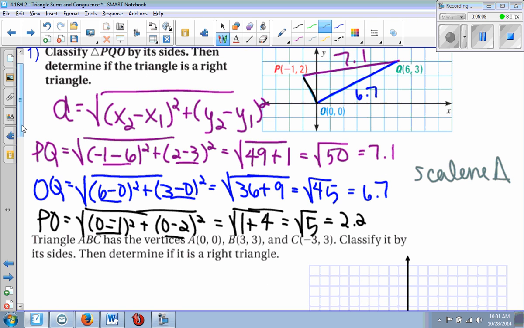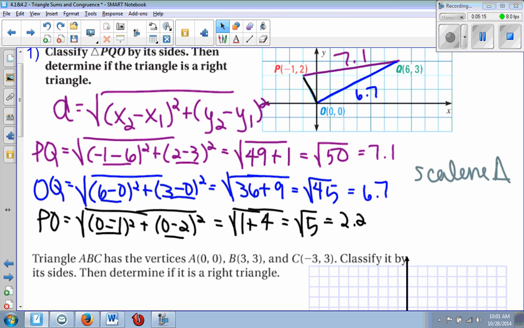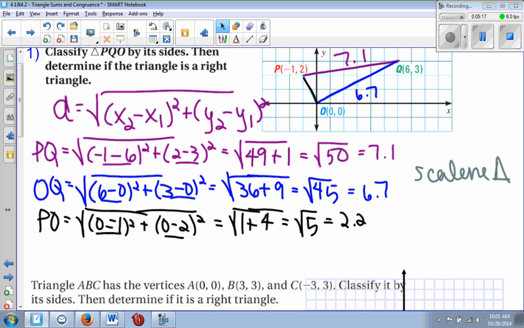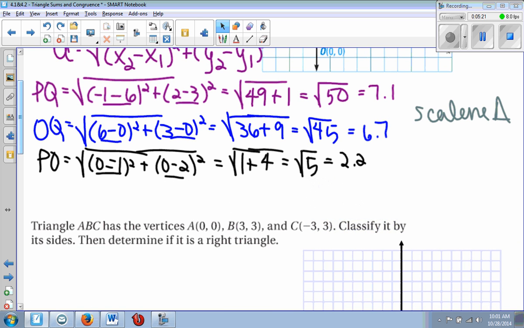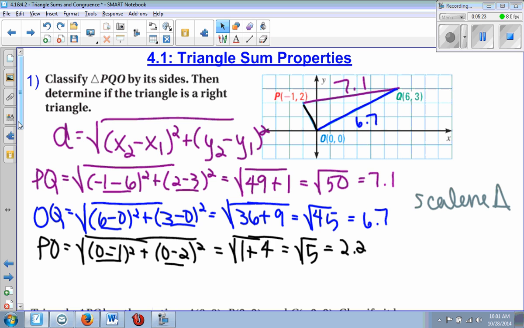The last thing this question asks us is, is the triangle a right triangle? So by looking at the triangle, what we're going to do is identify which angle we think may be the right angle. In my opinion, the right angle would probably be here at O. In order to determine if that is a right angle, we need to know the slopes of each one of those side lengths.